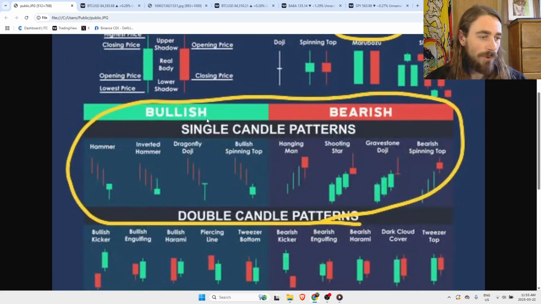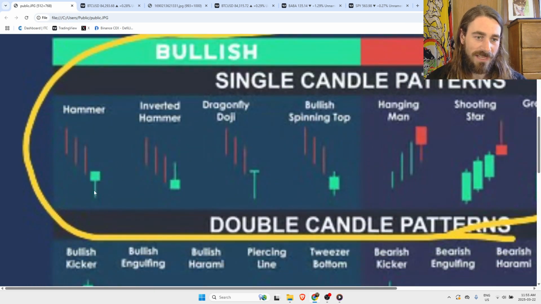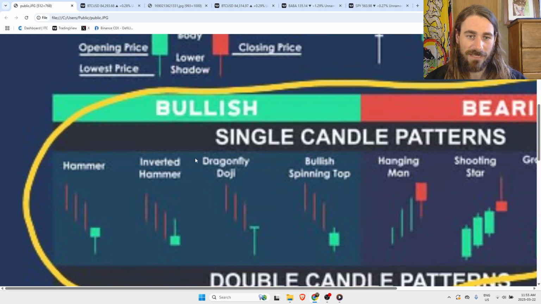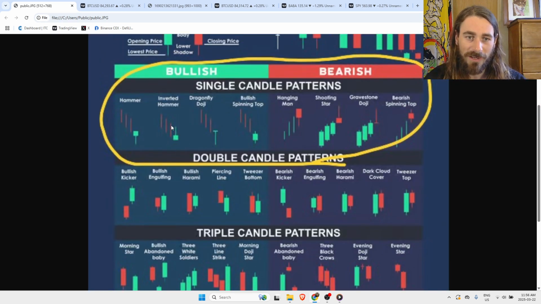So the ones I want to pay attention to most closely, and I think carry the most weight, are these single candle patterns. So we see here in terms of bullish, we see a hammer. You can see it resembles a little bit of a hammer here. We've got the handle, and then we've got the head of the hammer right there. We see an inverted hammer, so essentially the same thing as the hammer, but inverted with the head below and the wick up.